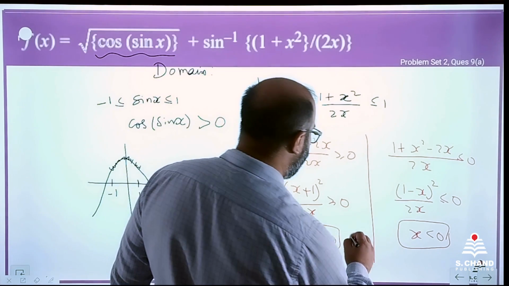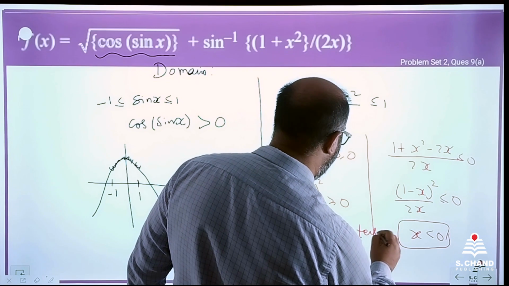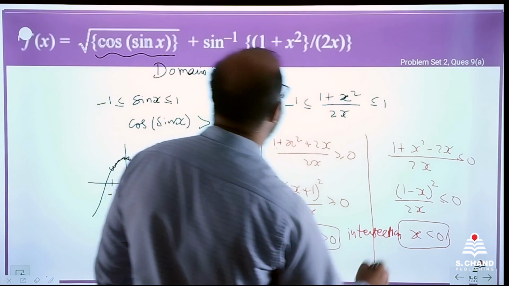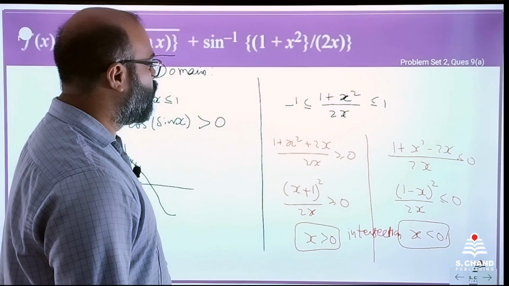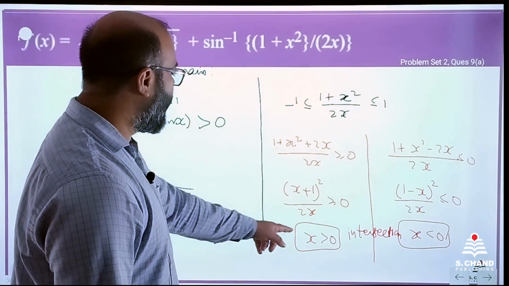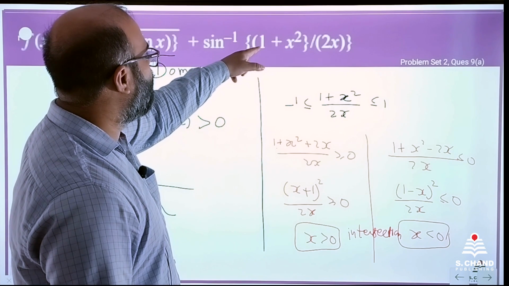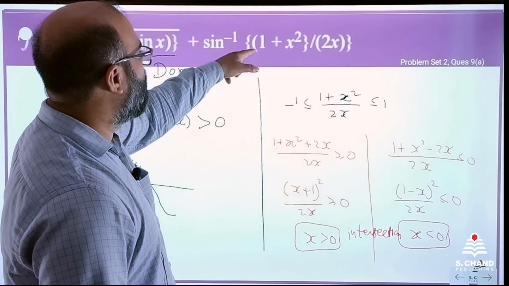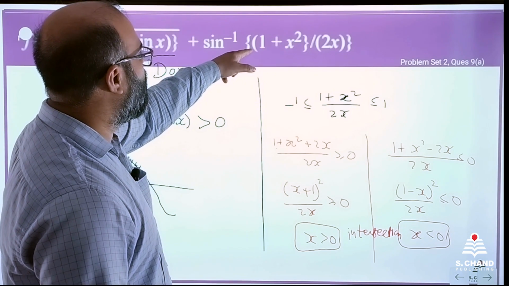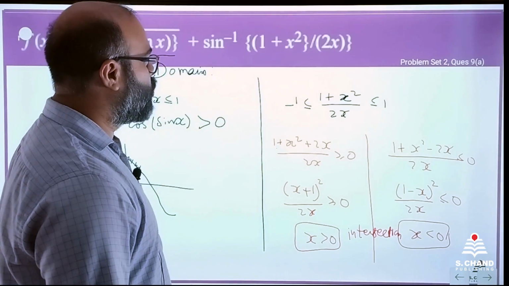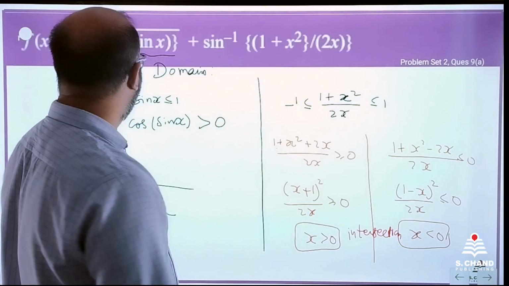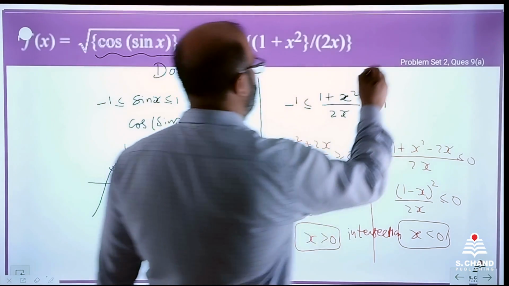So when you take the intersection of them, you won't find any value. You can cross check also. For example, you take x equal to half. That value will become 1 + 1/4 = 5/4, and that is greater than 1. So that you cannot take. So there is no domain. So this is 5.